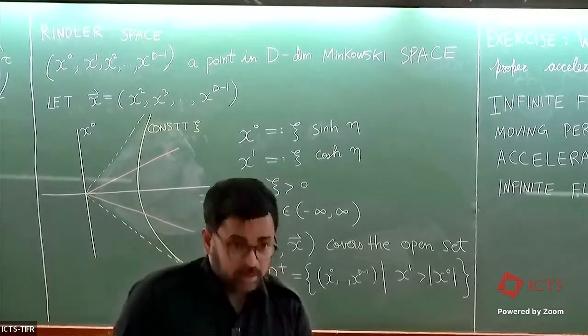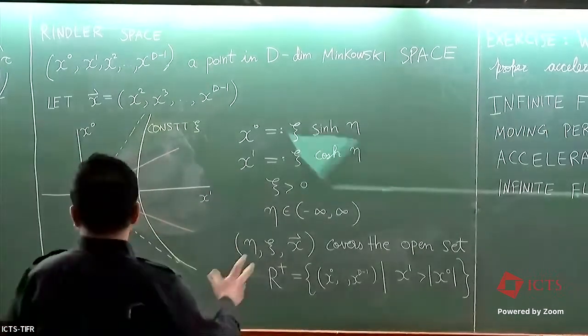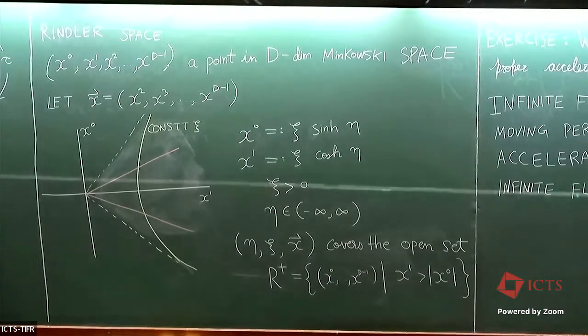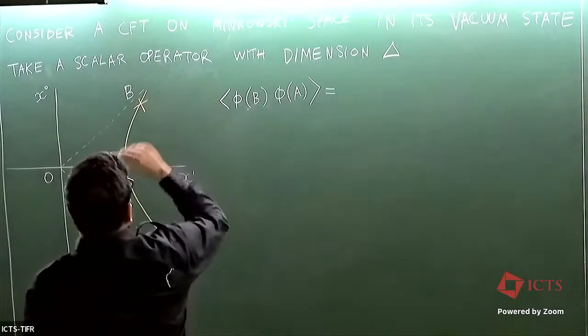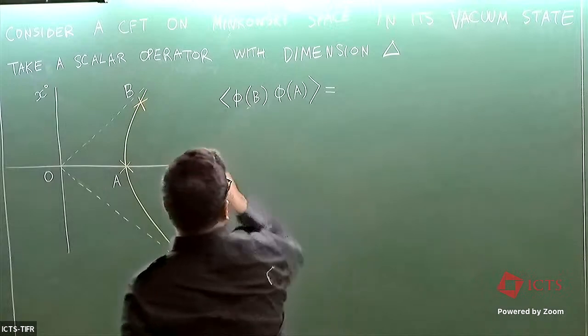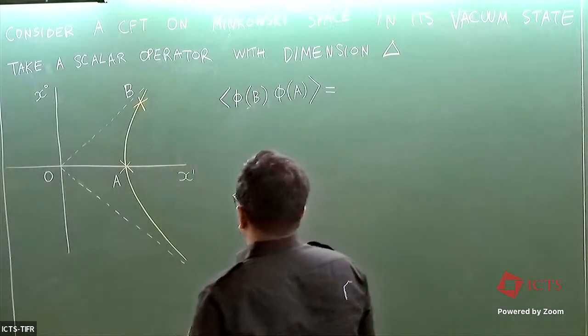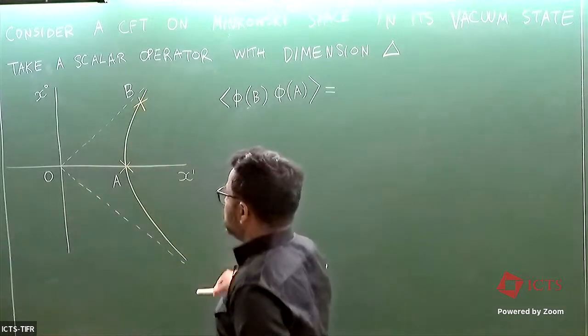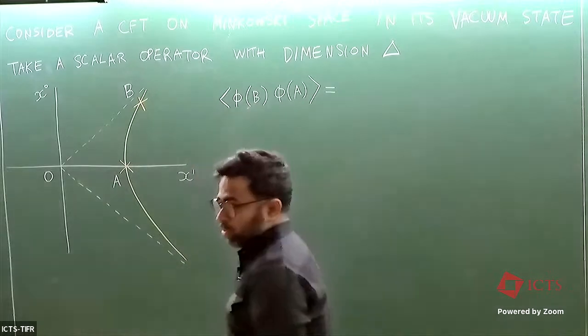All right, so now let's get into what these two things have to do with each other. So now we consider a CFT, a conformal field theory on this Minkowski space. And we put this CFT in its vacuum state, the vacuum state of Minkowski space. So that is some well-defined state. And we take a scalar operator with scaling dimension delta in this CFT. Okay, so phi is the scaling operator. And I want to calculate its 2-point function, where the 2 points are here A and B. So again, I have taken this yellow line, and I just want to calculate phi of B, phi of A.